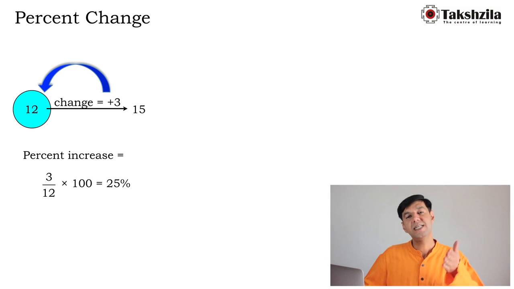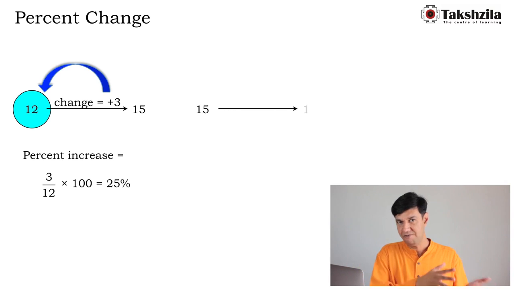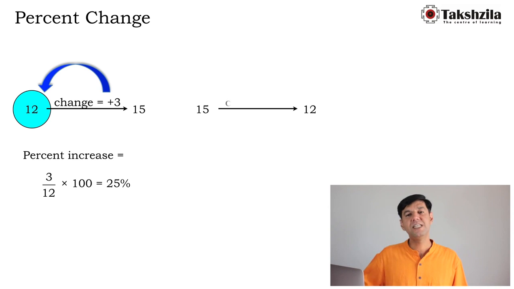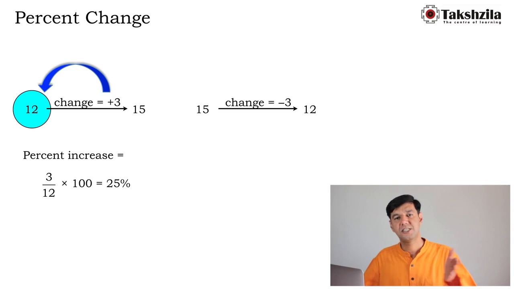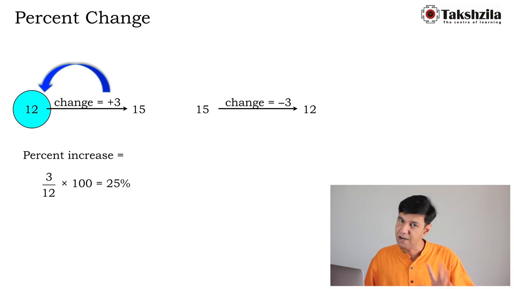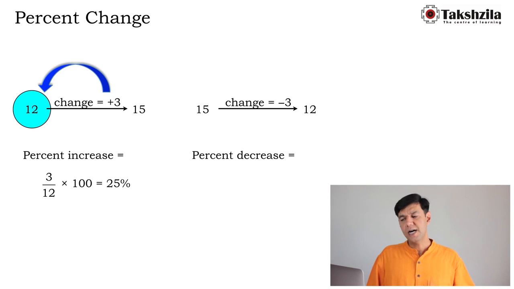25%. Now let's say 15 has changed to 12. So 12 had changed to 15, and now we are comparing 15 changing to 12. First understand the change is negative. It's a decrease, right? But the numeric value is still 3. So we'll call it a percentage decrease. Earlier the percentage increase was 25%. Now will the percentage decrease be minus 25%, just because it's a negative?